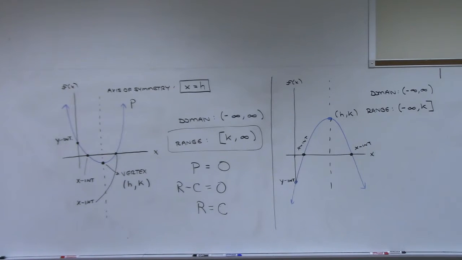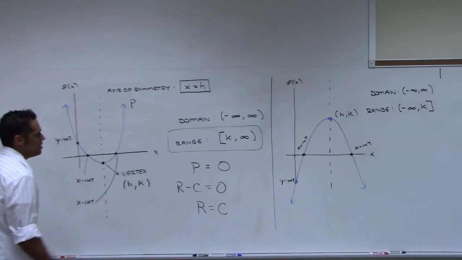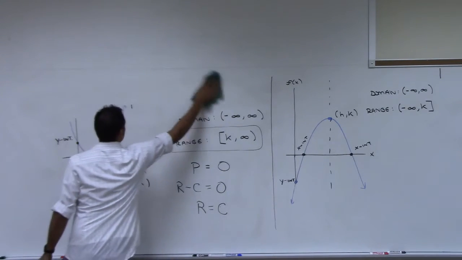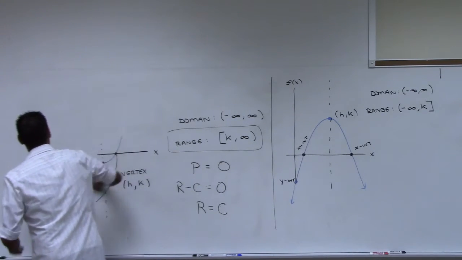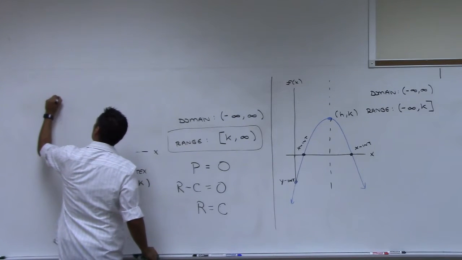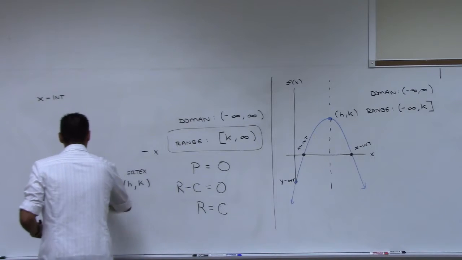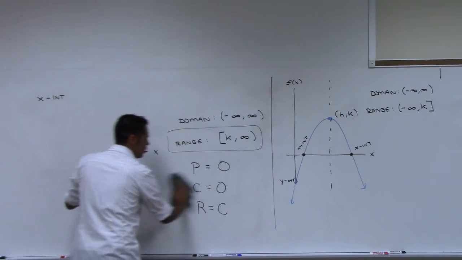Okay. All right, let's get down to business. X-intercepts, we have two. Let's talk more about X-intercepts. That's weird, right? A surface that only has one side.